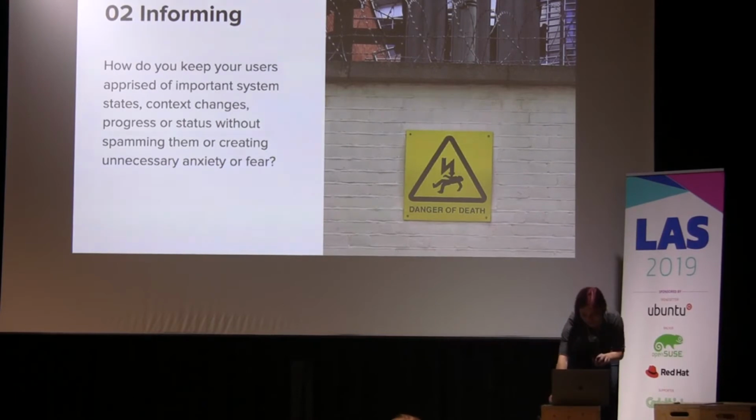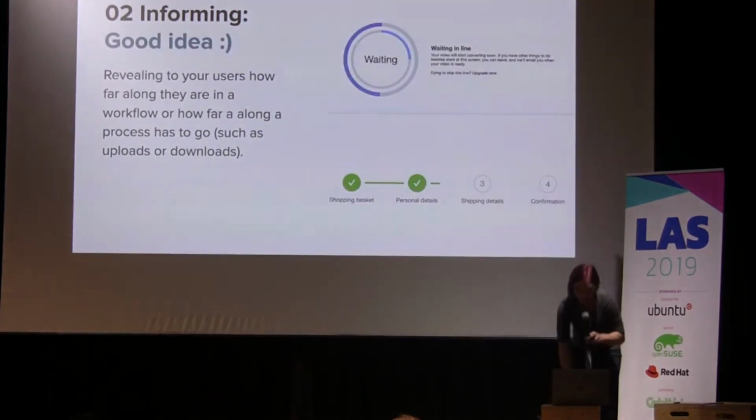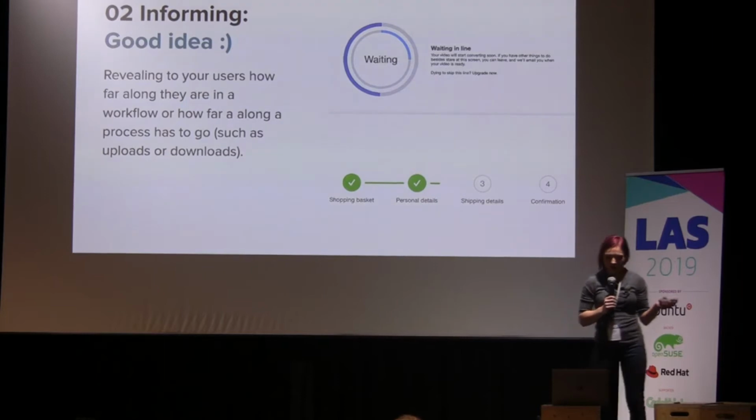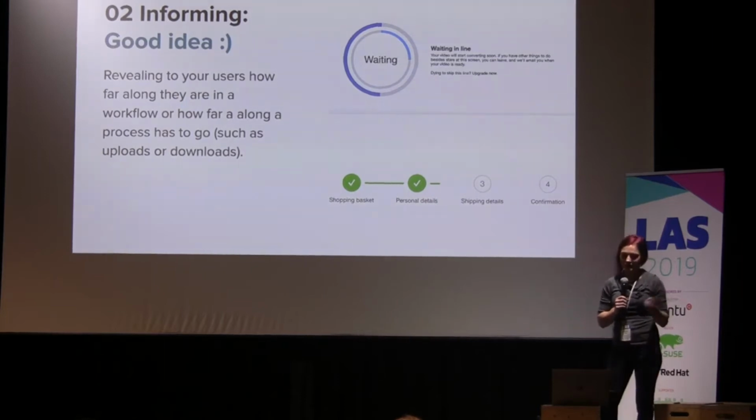So how do we apply this to software? A good idea that's generally good is revealing to users how far along they are in a workflow, or how far along a process has to go, such as uploads or downloads. So, if you're going to have to wait a long time for a video to upload or a video to decode, then it's nice to see a progress bar.